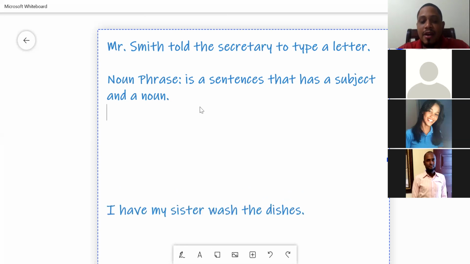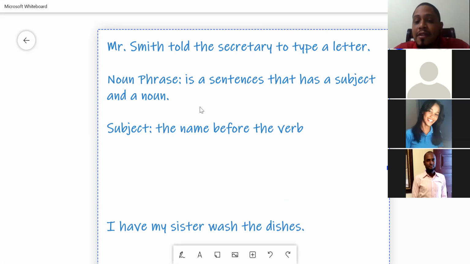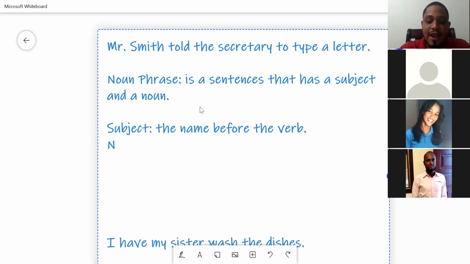So let me put it there. Subject, the name before the verb. Remember, the verb is the conjugated verb, okay? And then we have the noun, which is the name after the verb, right?